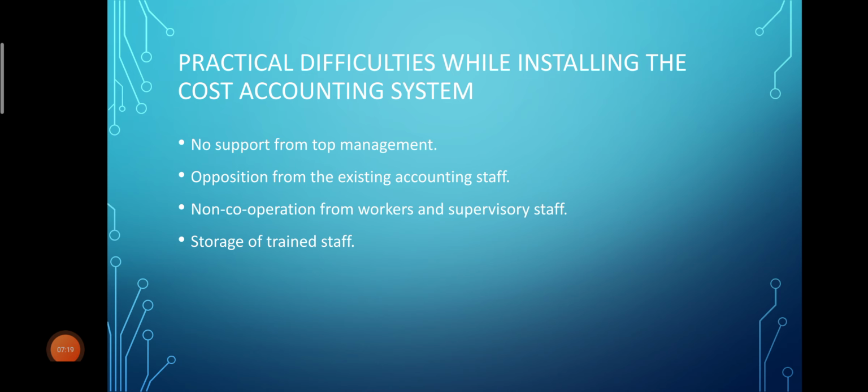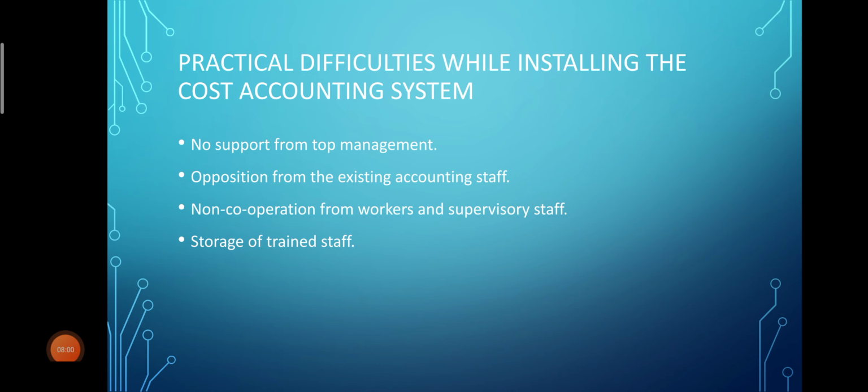Third point is non-cooperation from workers and supervisory staff. Here the workers and the supervisory staff may not support it because it is the duty of supervisory staff and workers to provide correct data. They cannot give any fake data, because here the data will be recorded job wise, department wise, process wise. So they cannot change the data. They feel it is additional work for them. Because of this reason, the workers or the supervisory staff will oppose this system.